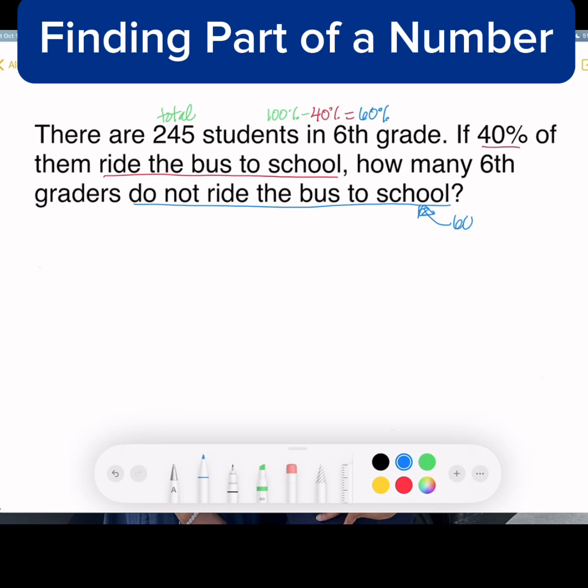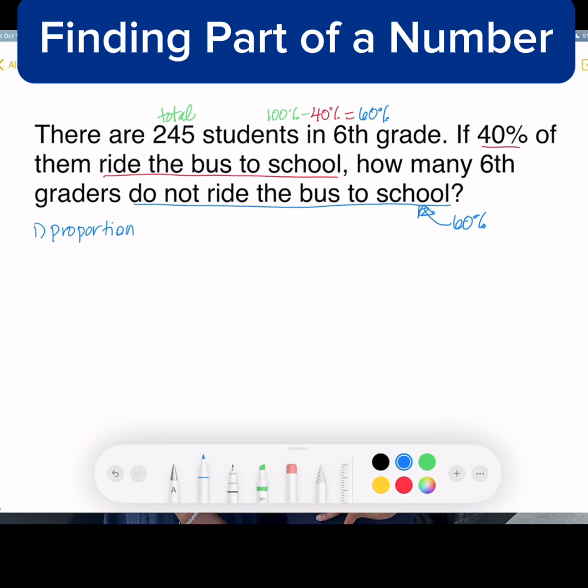Now we just have to figure out what number that is. 60% of 245 is what? That's what we're trying to figure out. So first I'm going to solve it using a proportion. And this is the way that a lot of students go when they see a percentage in a problem, is that they want to solve it using a proportion, and that's completely fine.